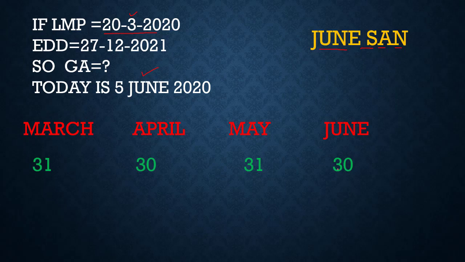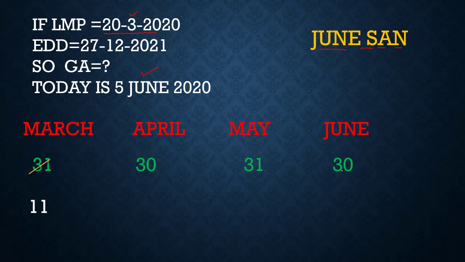As the LMP is starting from 20 March 2020, how many days are left after 20 March? There are 11 days. So first of all, we will write down the days left in the month. 11 days left. We will start counting after 20. So from 21 March till 31 March, there are 11 days. Then April has 30 days, May has 31 days, and June has 30 days.